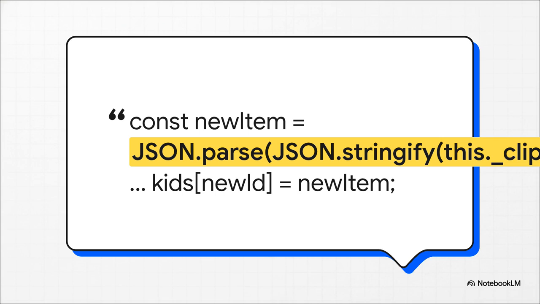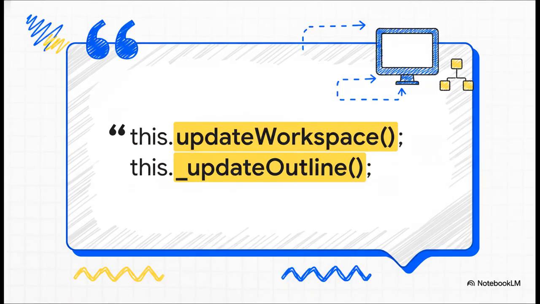Okay, so the paste method, this is where the heavy lifting happens. First, it makes a perfect copy of the item that's on the clipboard. Then it gives that new item a brand new, unique name so there are no mix-ups. And then, and this is the most important part, it adds that new item directly to the engine's data. Just like that, the blueprint itself has been changed. But of course, changing the blueprint isn't enough, right? Nobody can see the change yet.